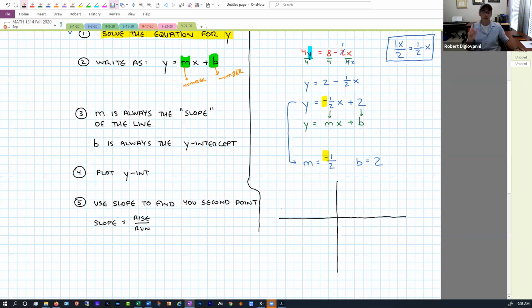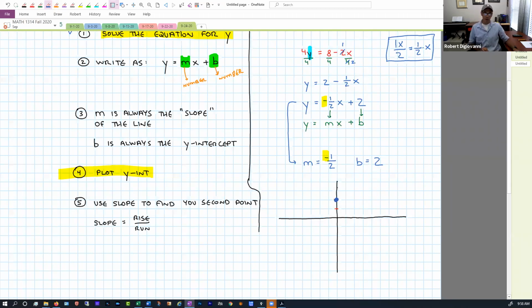All right, first things first, we want to plot the Y-intercept. Our Y-intercept is 2, right? It's the letter B. B is our Y-intercept. So I'm going to put a point 2 units up. It's a Y-intercept, so it has to be on the Y-axis. I'm going to put a point here.